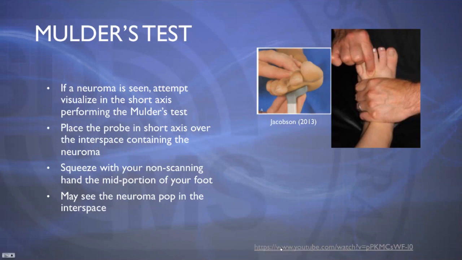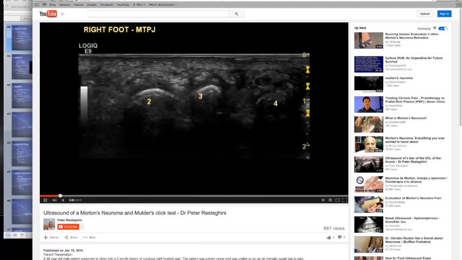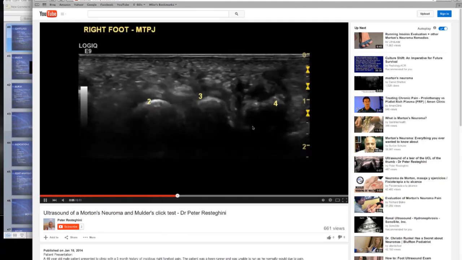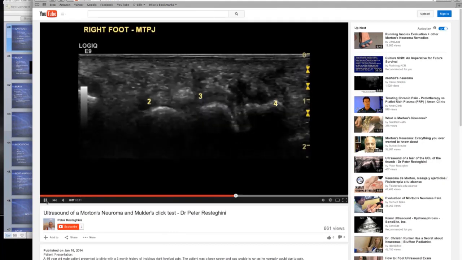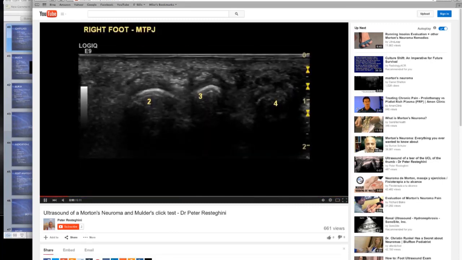This will direct us, or it should, to YouTube. This is showing a neuroma between the third and the fourth, and it'll pop right out like so. You can see that. That's a very impressive one. They're not always this easy to get to do that, but if you can, more power to you.